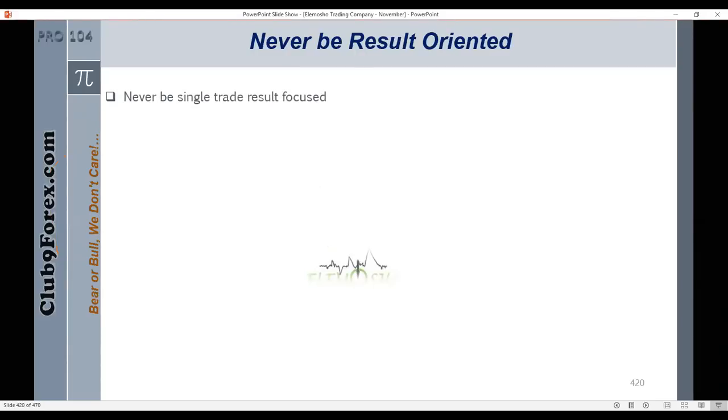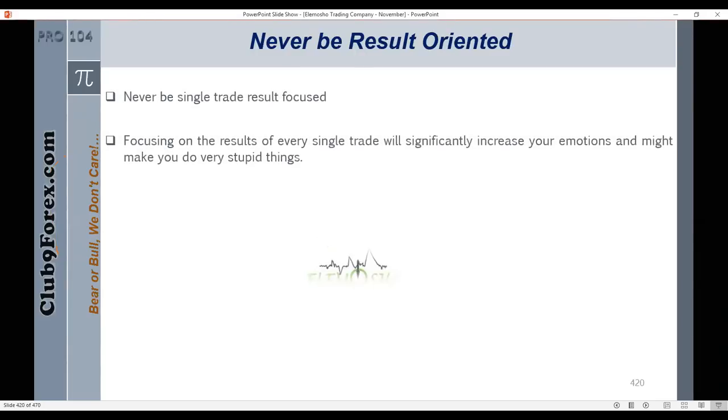So you should never be single-result focused. Focusing on the result of every single trade will significantly increase your emotions and might make you do very stupid things. That means anytime you are losing on just one single trade, the result is that you are going to be revenge trading. It will lead you to revenge trading, and we already saw the result of revenge trading.